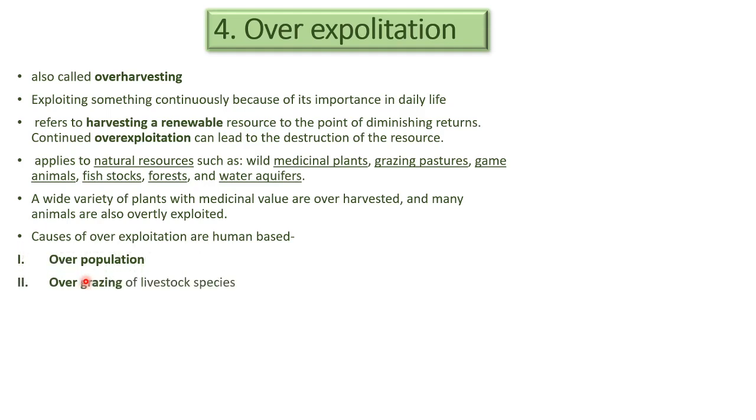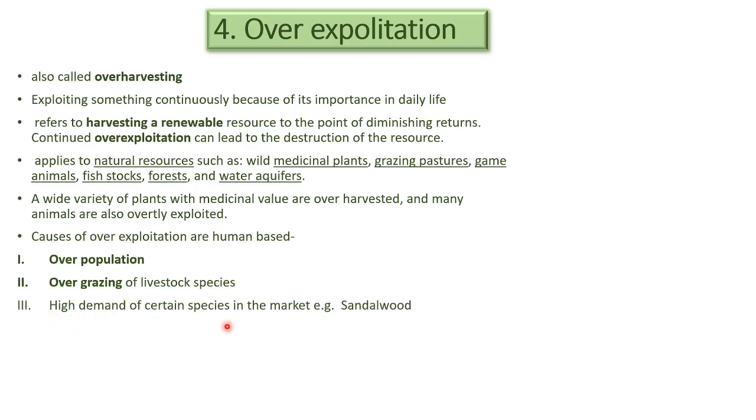Another cause is overgrazing of livestock species. For example, consider a grassland where cows are grazing continuously day by day. What will happen is that the grassland that exists there will not be there anymore due to overgrazing, because the grass species is not getting time to grow. So because of that, the grass species is said to be over-exploited, and this leads to extinction of the species.